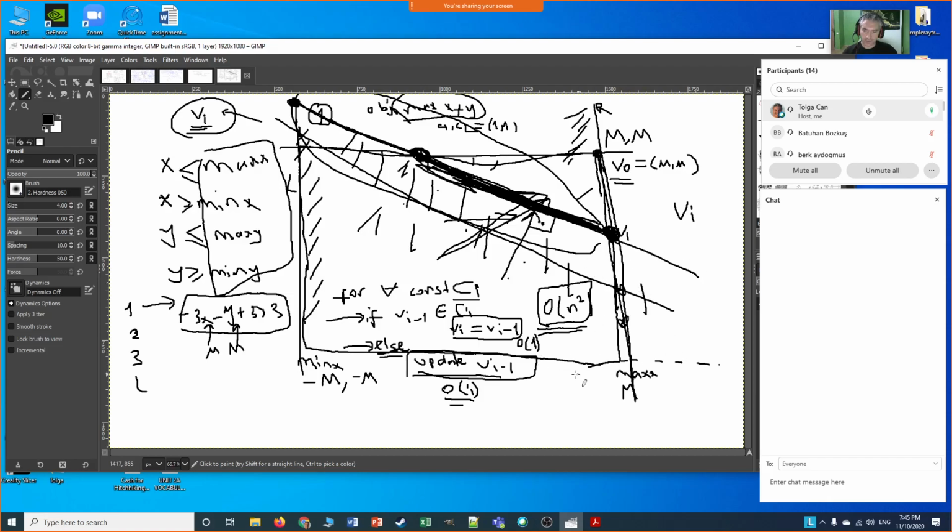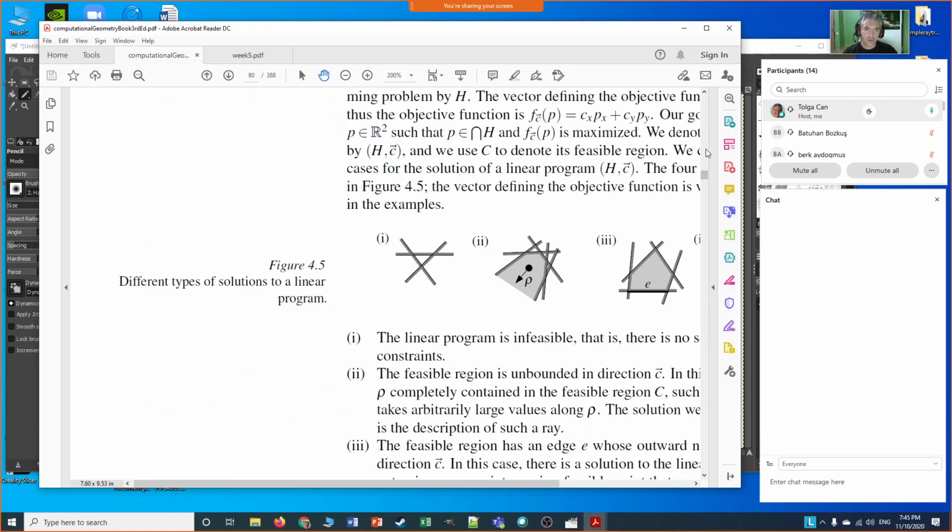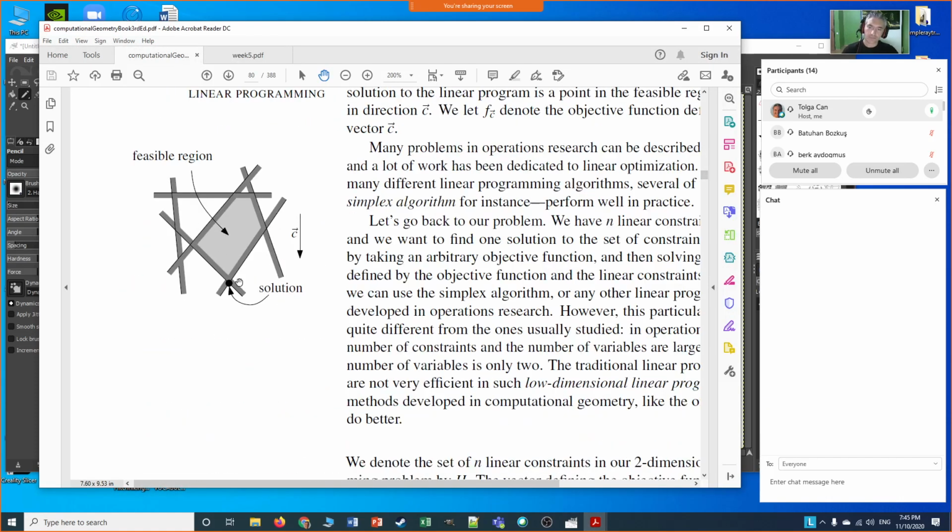Imagine you have, actually you can take a look at this one. This is the solution. Imagine you have looked at all the constraints one by one. You have computed everything, including the last one. And then the feasible region, the solution, turns out to be this vertex here. You have n such constraints.